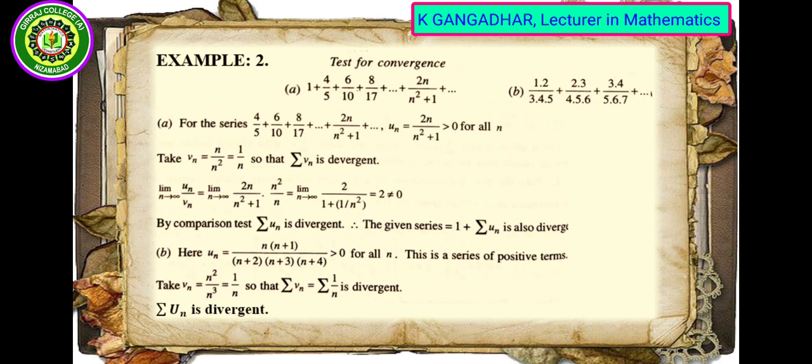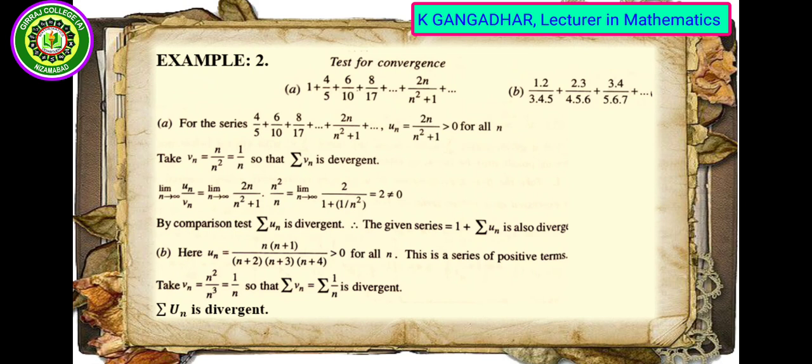Suppose we write even terms 2, 4, 6, 8 and so on. These are even values, so what is the last value here? 2n is the last term. Next, if we start from 4, the values 4, 6, 8 and so on end with 2n plus 2.